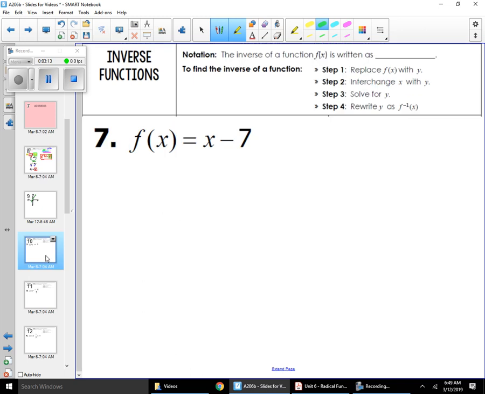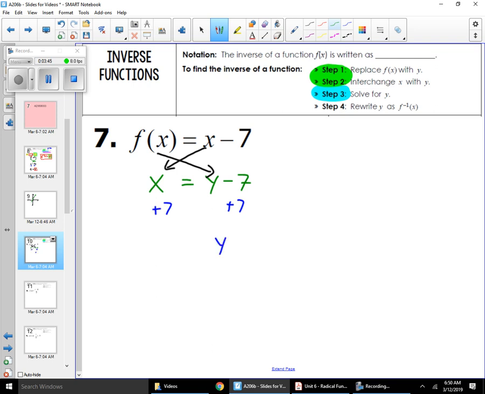Let's do another couple. Let's take a look at number 7 here, x minus 7. Again, I usually do these steps 1 and 2 at the same time. So this is going to be the same as x equals y minus 7. Again, I'm replacing y with f of x and also flip-flopping the position of x and y. Solving for y then, I used to have y minus 7. The opposite of minus 7 is plus 7. So that will give you y equals x plus 7.